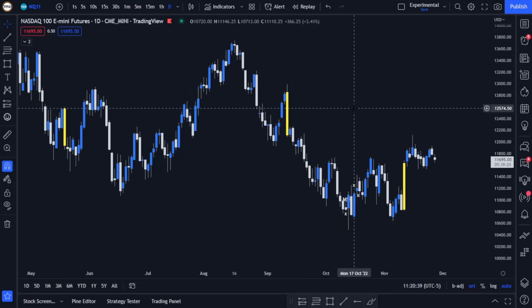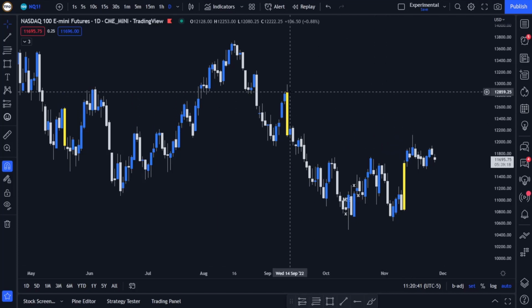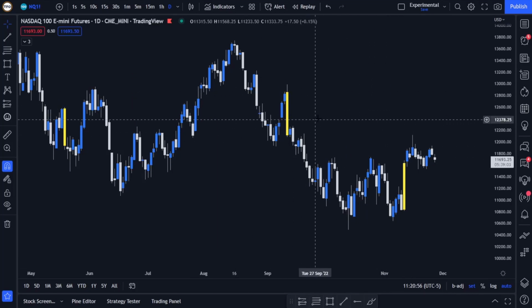That's all I really wanted to cover as far as displacement being a good tool to pair with market structure shifts, and also a lack of displacement being a potential hint at failed moves.